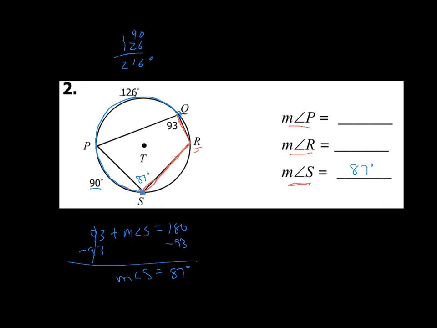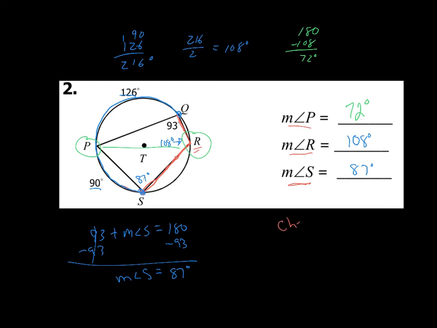And I know that half of that arc is what this angle is equal to. So I take 216 and I divide that in half. And I'm going to get 108. So angle R is 108 degrees. So I put that there. Now I know that angle P and angle R are supplementary. So 180 minus 108 is going to yield me 72 degrees, and that's going to be my last angle here, 72 degrees.